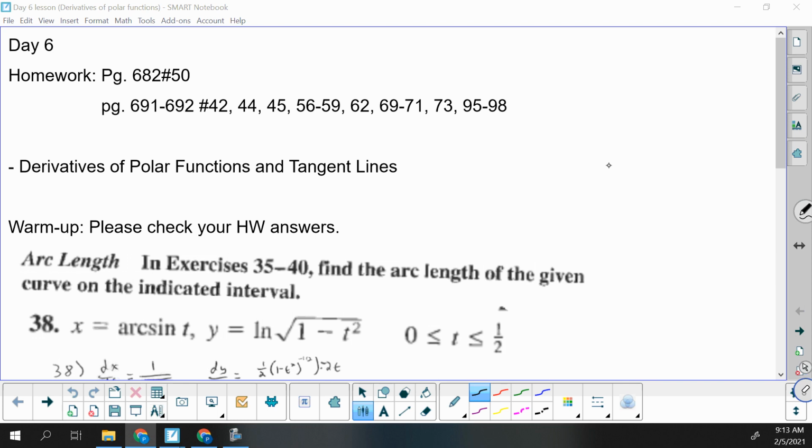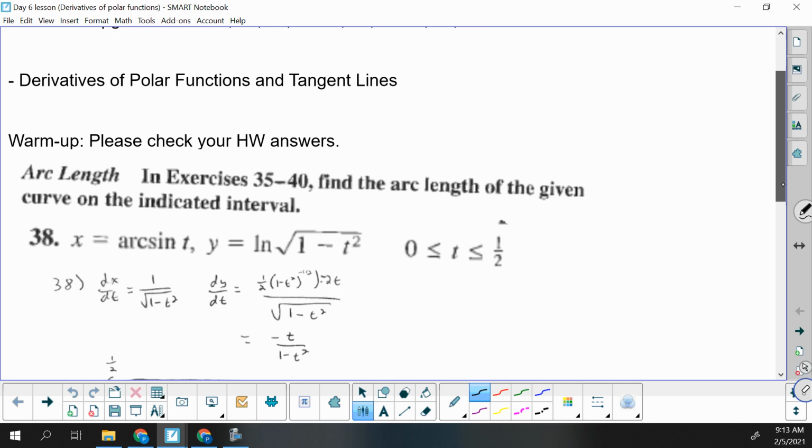All right, welcome to day 6. We're going to do derivatives of polar functions and also do tangent line equations for polar functions.